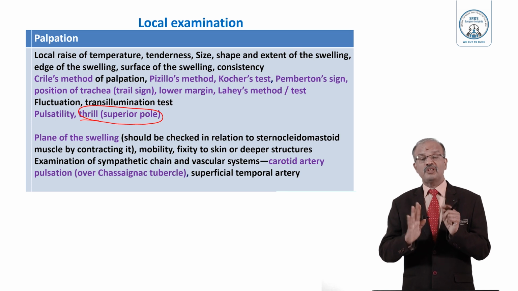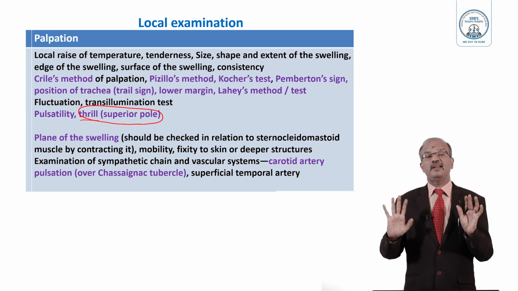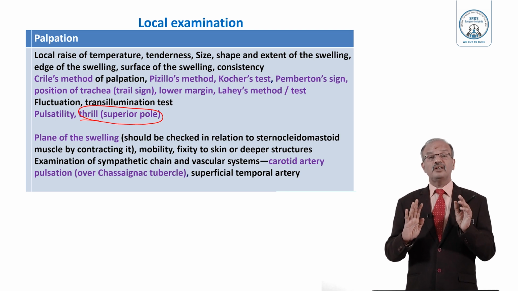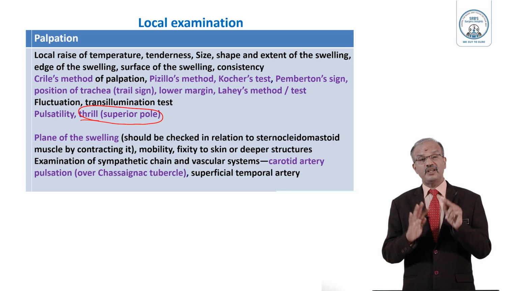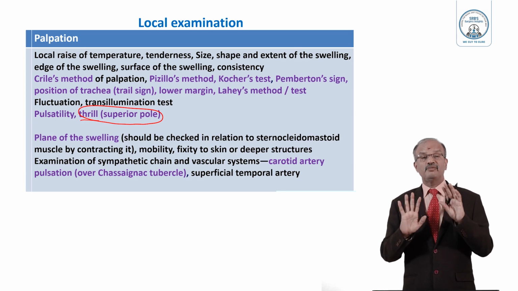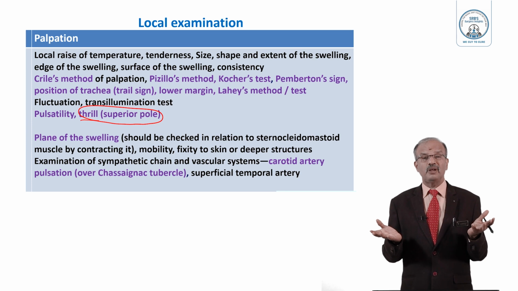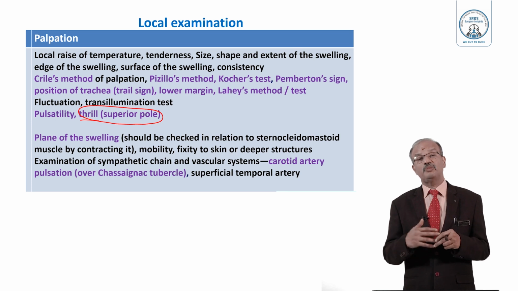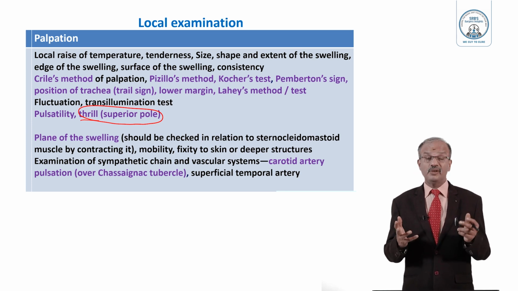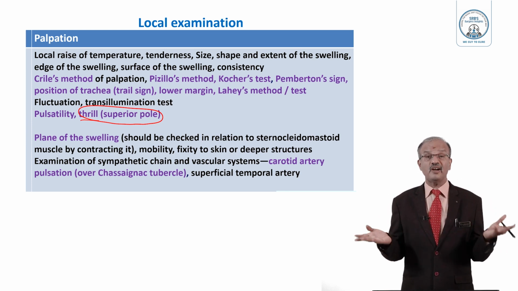And of course, movement with deglutition, then lower border, trachea, thrill, then carotid examination. Carotid means the common carotid artery, at the level of the cricoid cartilage, medial to the sternocleidomastoid muscle. You can feel the common carotid artery. Now, you know that any artery should be palpated over a bone, like the femoral artery over the neck of the femur, radial over the radius, dorsalis pedis over the navicular bone. So here also it is over a bone. Over which bone? It is of academic interest.